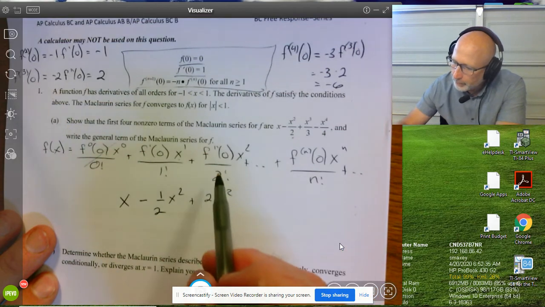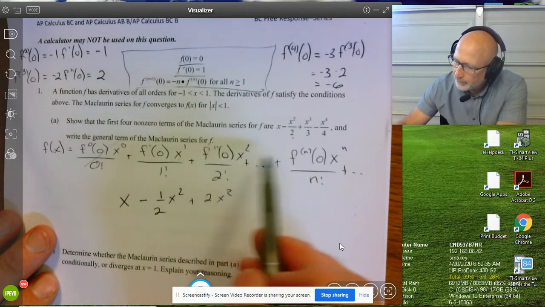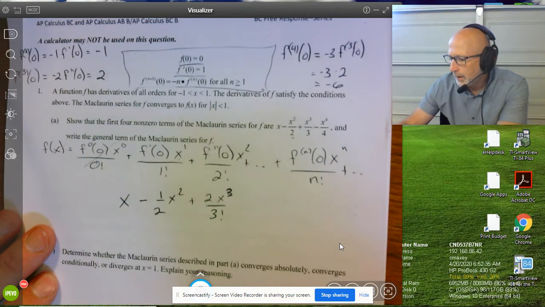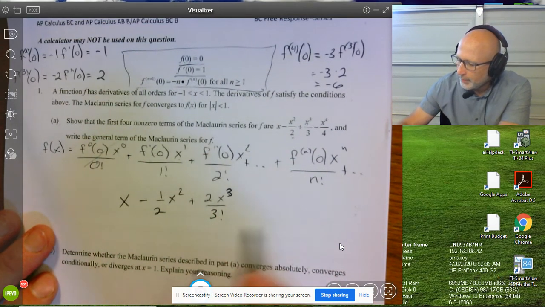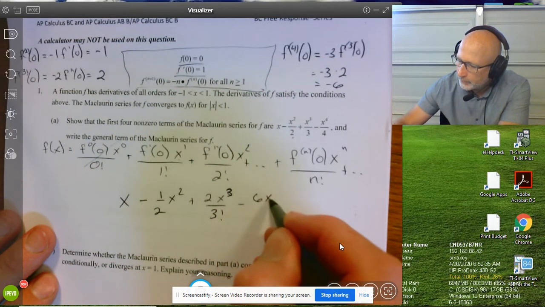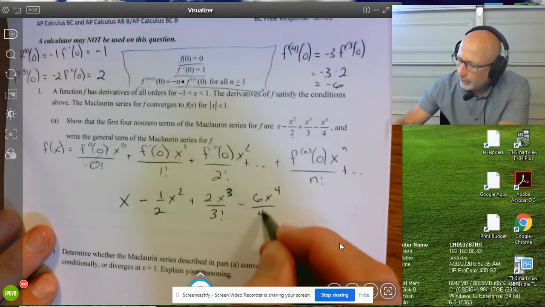Let's see, I feel like I'm doing something wrong here. Third derivative, x cubed all over 3 factorial. That's what it was. Okay, and I'll reduce this in a minute. And then the last one is the fourth derivative. So minus 6x to the fourth all over 4 factorial.